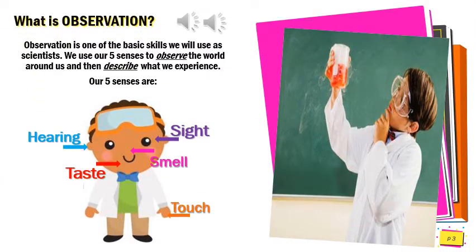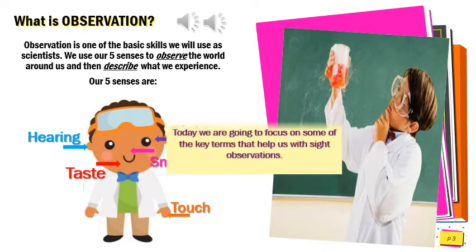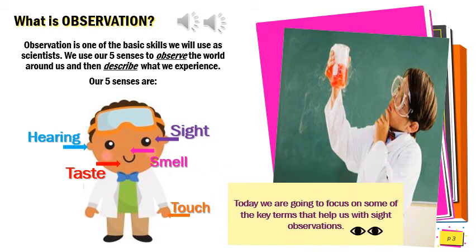What is observation? Observation is one of the basic skills we will use as scientists. We use our 5 senses to observe the world around us and then describe what we experience. Our 5 senses are sight, hearing, smell, taste, and touch. Today we are going to focus on some of the key terms that help us with sight observations.